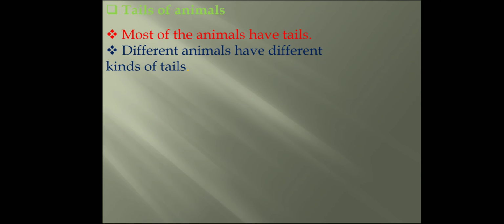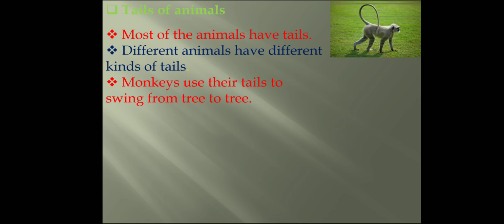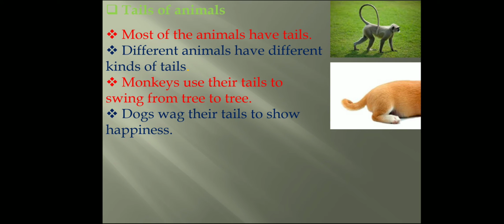Now, tails of animals. Most animals have tails, and different animals have different kinds of tails. Monkeys use their tails to swing from one tree to another. Dogs wag their tails to show happiness. When a dog is happy, it wags its tail.